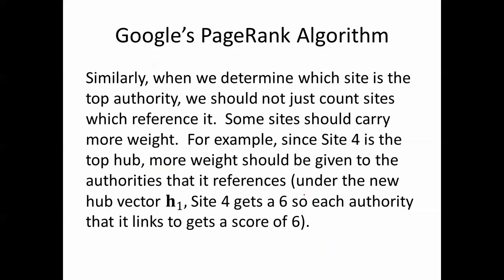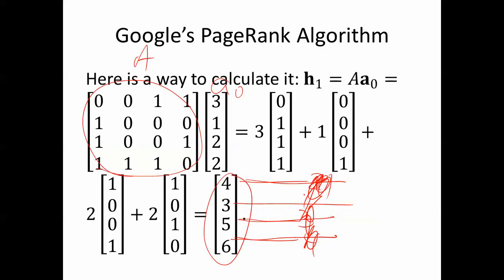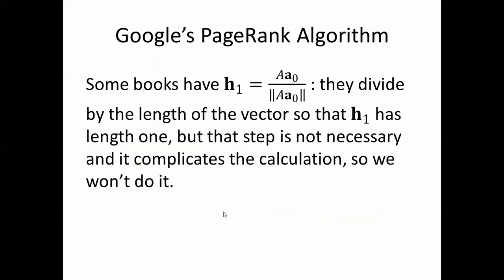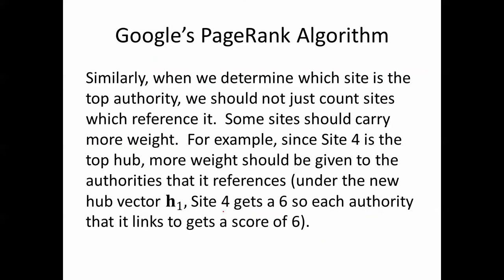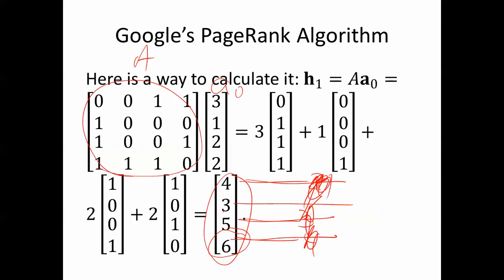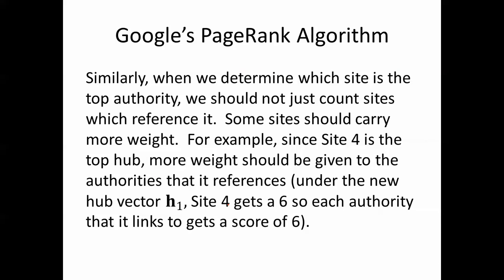Okay. Similarly, when we determine which site is the top authority, we should not just count sites which reference it. Some sites should carry more weight. For example, since site 4 is the top hub, we just saw that a moment ago, then more weight should be given to the authorities that it references. Now, under the new hub vector, site 4 gets a 6. Each authority that it links to gets a score of 6.